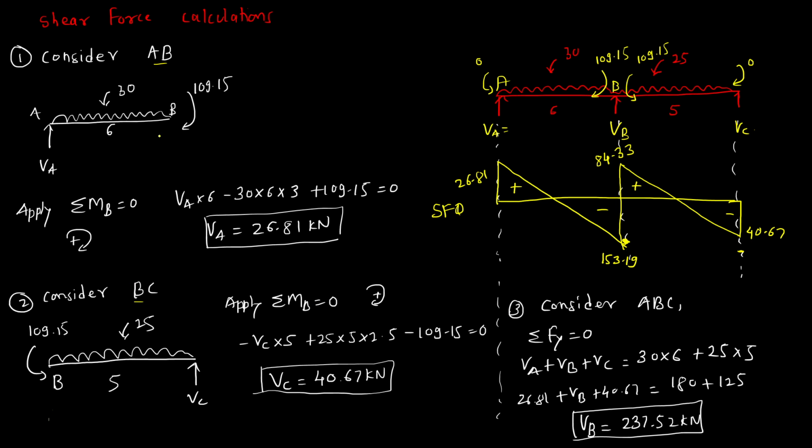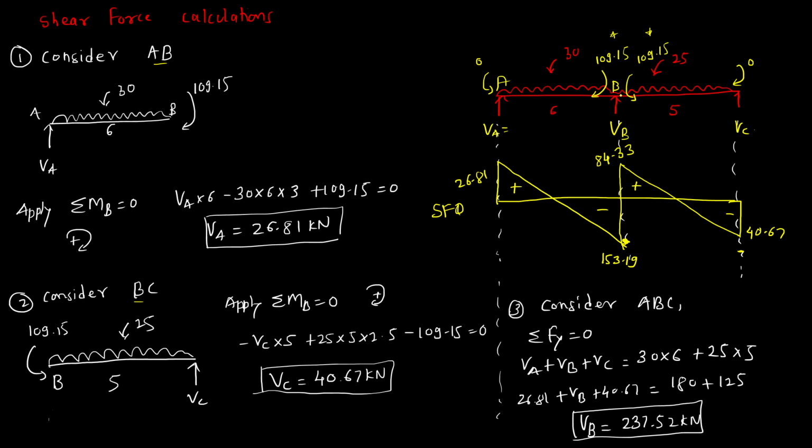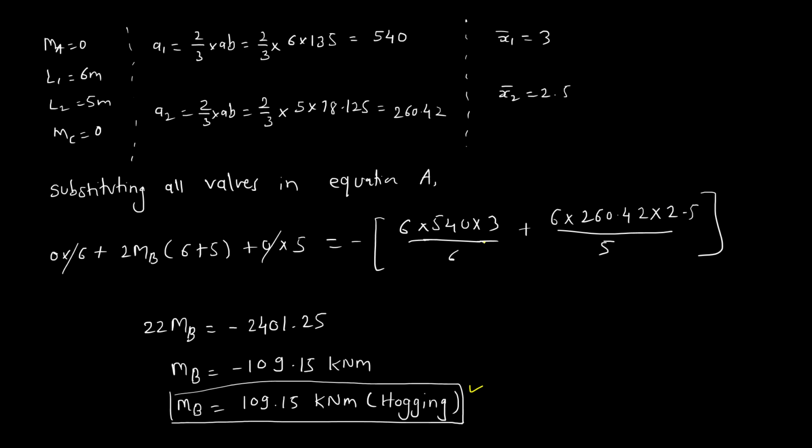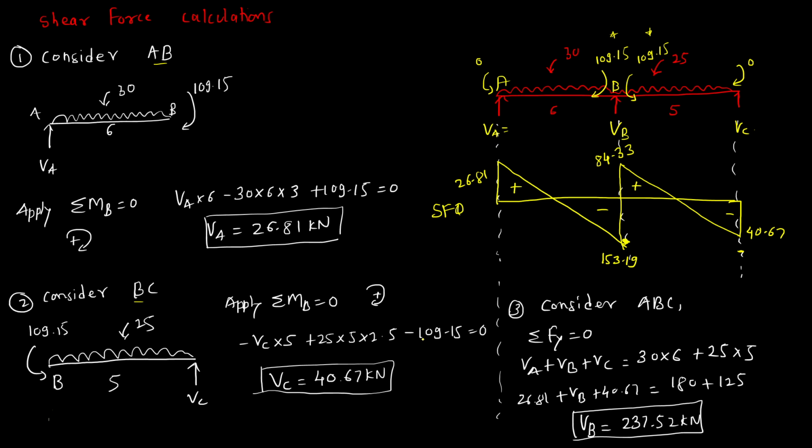So while considering AB and BC, pay attention to the direction of the moments. Okay, so this is how you have to denote the directions of the moments. We have calculated the MB here, so after calculating you denote this MB in this way. Okay, so this is how we have calculated the net bending moment diagram. We have also drawn the net bending moment diagram and the shear force diagram.